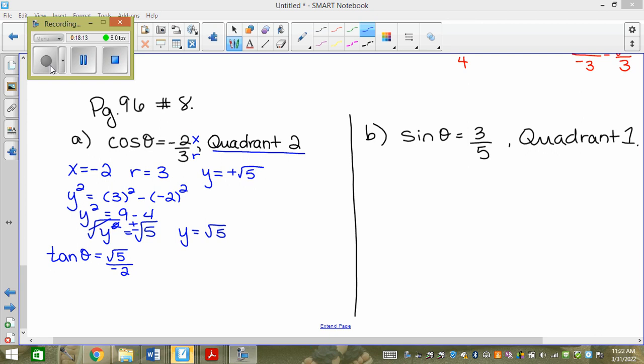Now remembering, they could give the answer like this on the test. They could go negative root 5 over 2. Could they not? They could put the negative on the top, and it would still be the same thing, wouldn't it? Or they could put the negative in front. These are the same answer.